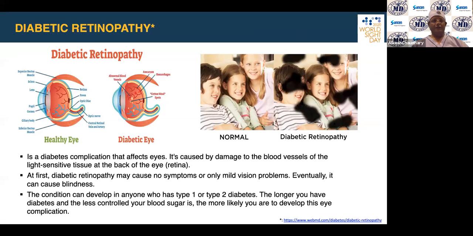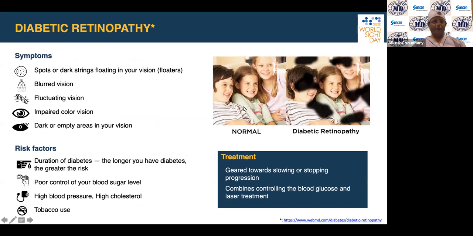Now, diabetic retinopathy. With our lifestyle and dietary habits, diabetes is increasing day by day. So diabetes is very important, from childhood diabetes to old age diabetes. Diabetes is a blinding disease, so it is very important to get a regular checkup. It can lead to blurred vision, fluctuating vision, impaired color vision, and dark or empty areas in your vision.